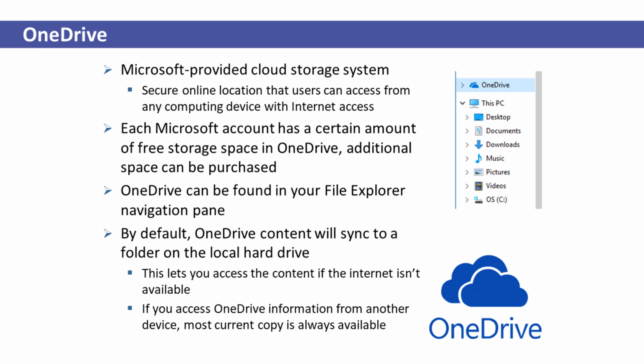OneDrive is an example of a cloud storage system, and this is a type of storage solution that is becoming increasingly popular. OneDrive is Microsoft's flavor of it, but there are other services out there, such as Dropbox, who are competitors in this space. So, what is a cloud storage system? It gives you secured online storage for your files, and you can access those files from any computing device with internet access.